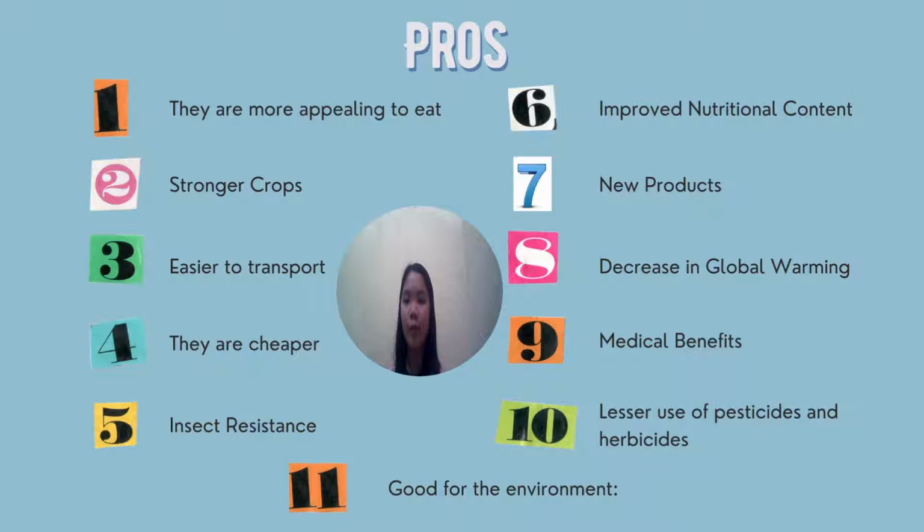Number 3. Easier to transport. Because GMOs have a prolonged shelf life, it is easier to transport them greater distances. This improvement makes it possible to take excess food products from one community and deliver it to another that may be experiencing a food shortage. Number 4, they are cheaper. Number 5, insect resistance. Number 6, improved nutritional content.